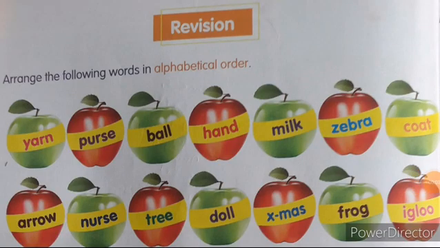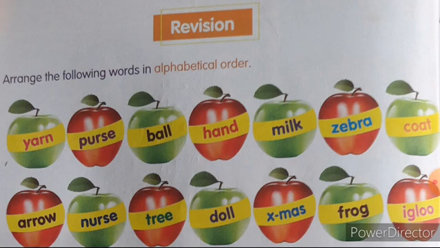Children, first let's revise from the workbook. So take page number 4 in your workbook. Look at the title, that is the question. Arrange the following words in alphabetical order. Look at there, children. There are so many apples, and in each apple a single word is written. So first you have to go through the words carefully. You have to read the words given in each apple, and then you have to arrange the words in alphabetical order in the box which is given below. For that, first you have to know what we mean by alphabetical order.